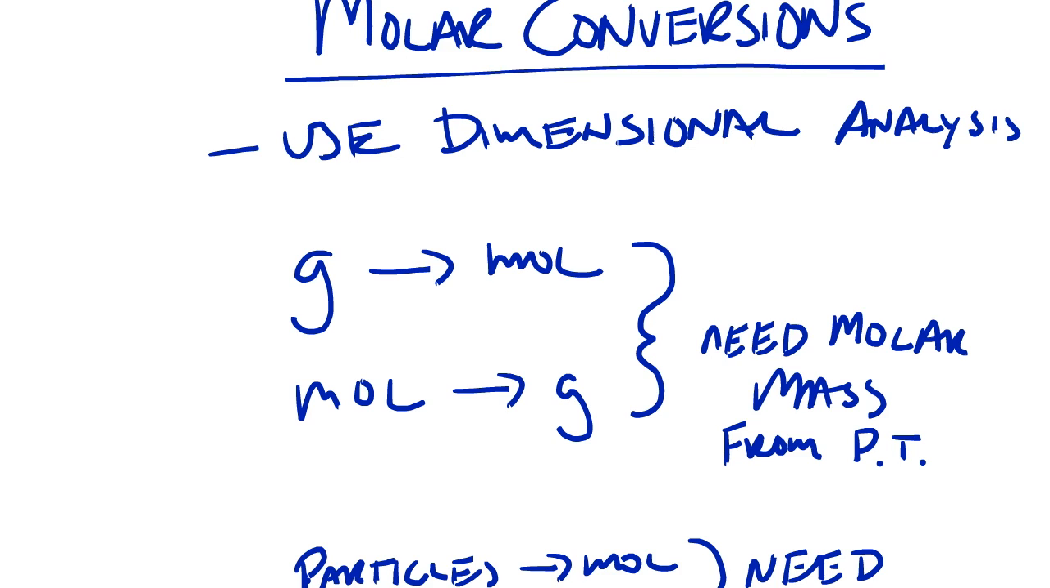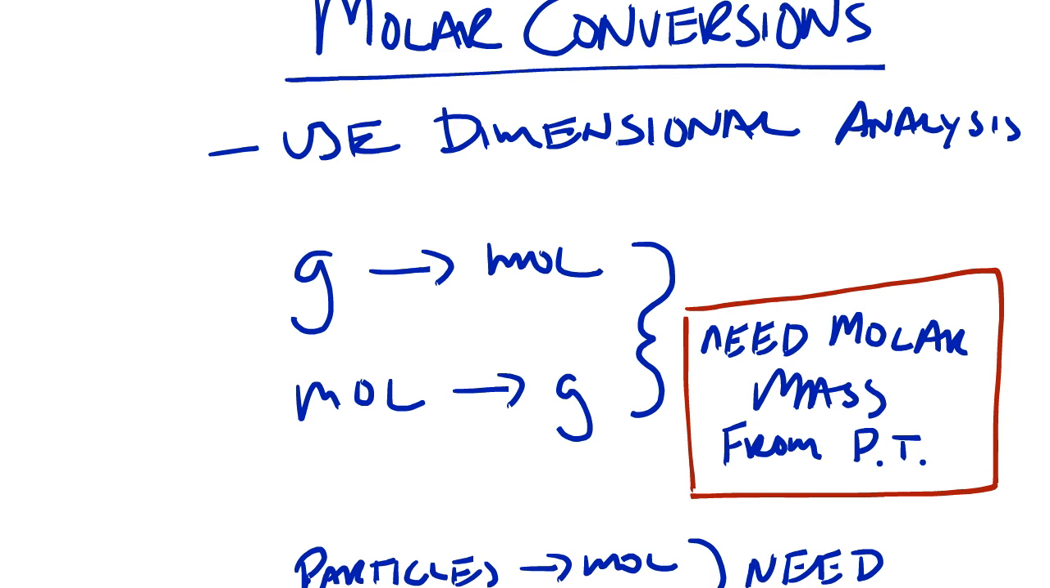Molar conversions are a way of converting grams of some substance into moles. And the way we do that is we use dimensional analysis. There are 6 different types of conversions that you need to know. Grams to moles, moles to grams. In order to convert, you need what we call the molar mass. We find the molar mass in the periodic table.